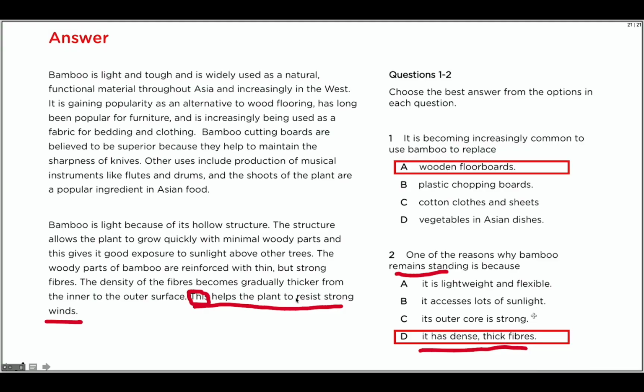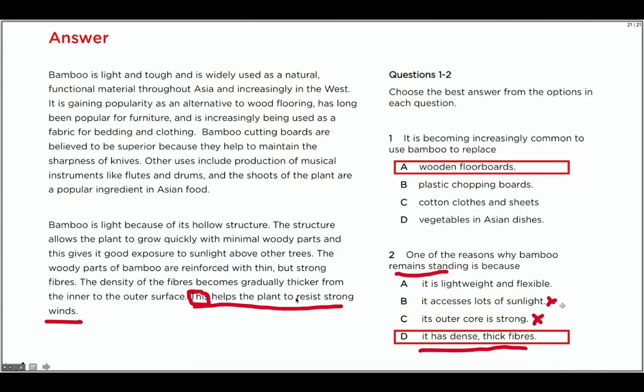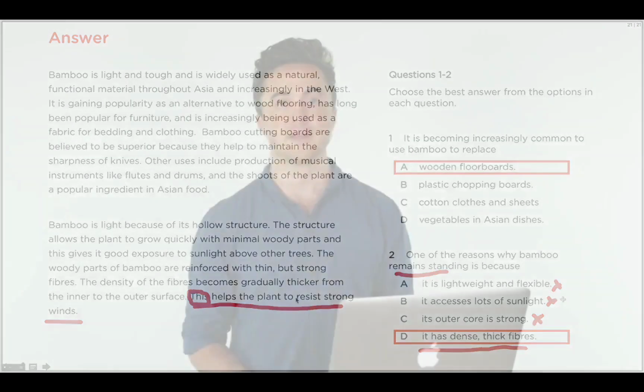C would be incorrect, because if you read carefully here, it says the density of the fibers becomes gradually thicker from the inner to the outer surface. It doesn't say its outer core is strong, okay? It says it strengthens from the inner to the outer. Accessing lots of sunlight is incorrect, and it's lightweight and flexible, true, but that is not the reason why it remains standing. Cool, now you should go ahead and do some practice for yourself.